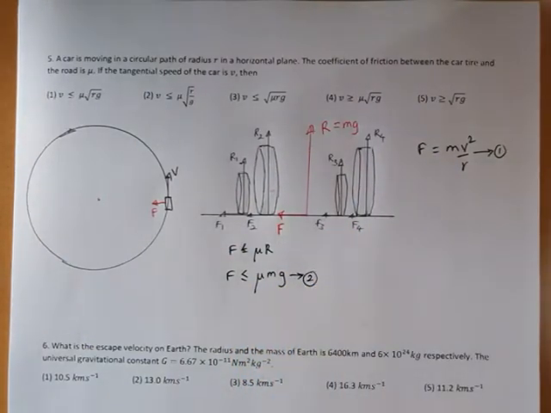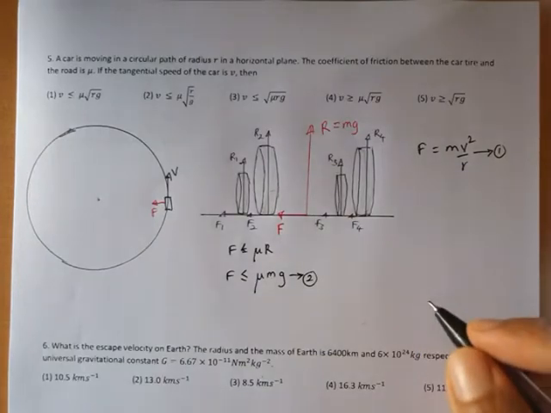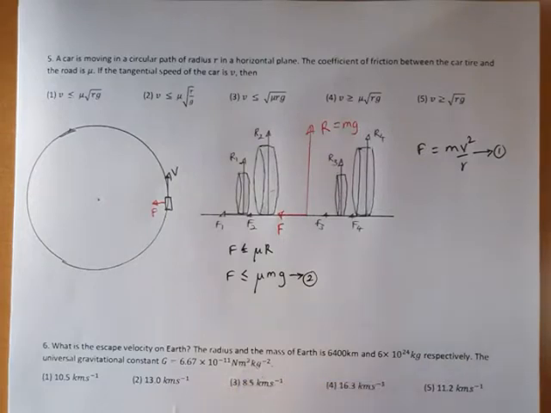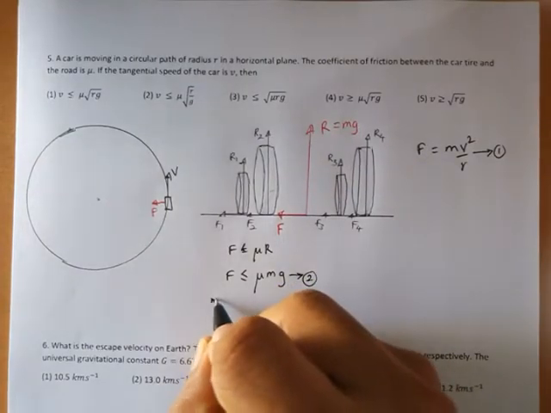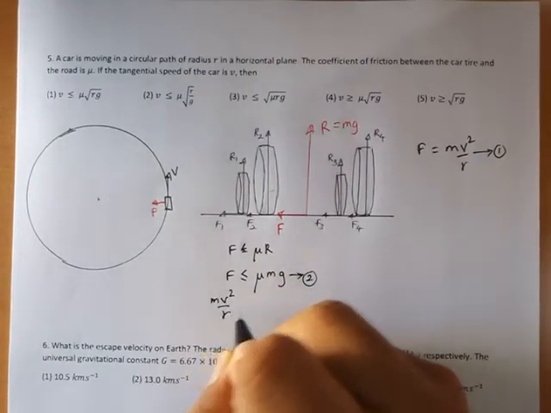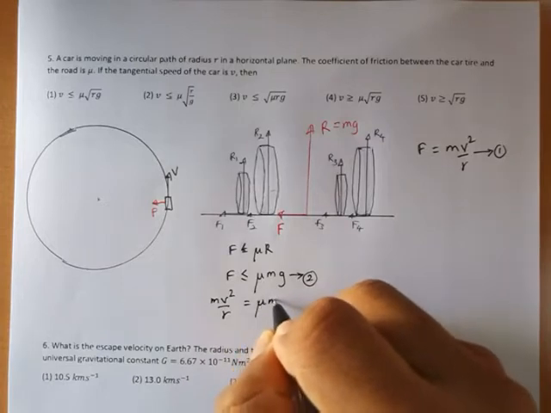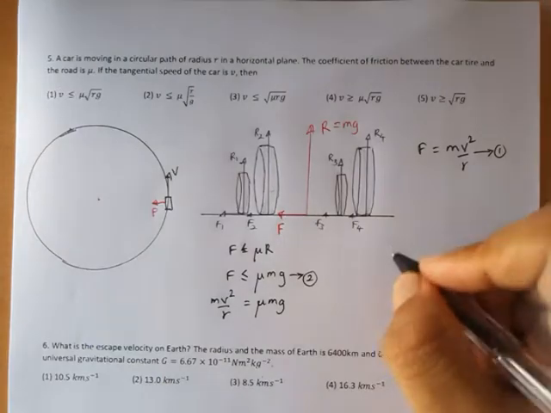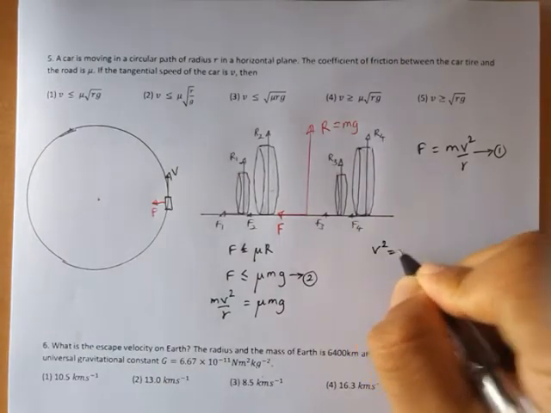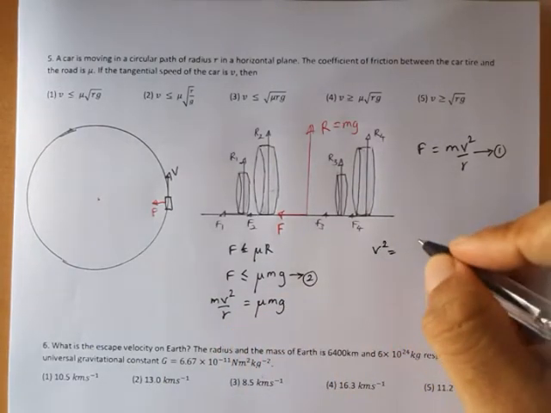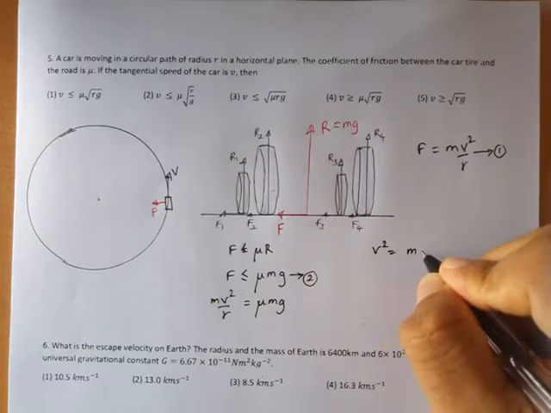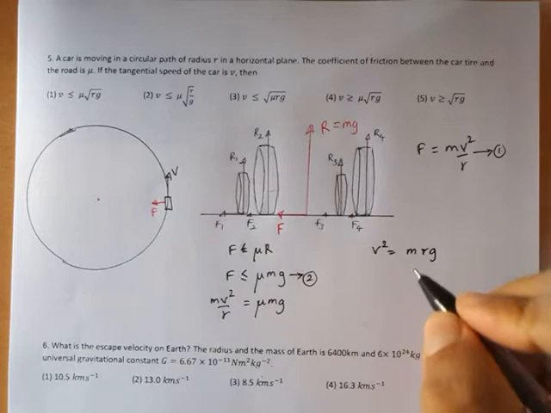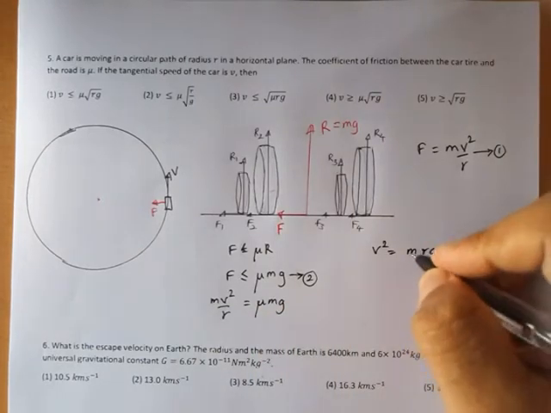So from equation 1 and 2, I can write F is equal to m v squared over r. So I can write m v squared over r is equal to mu mg. So here m cancels off, therefore I can write v squared is equal to mu r g.